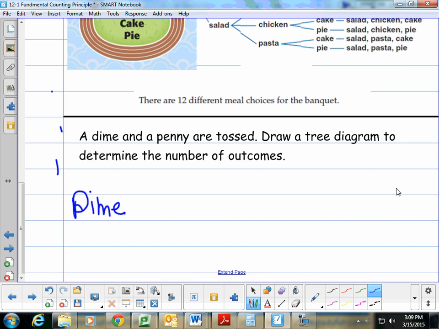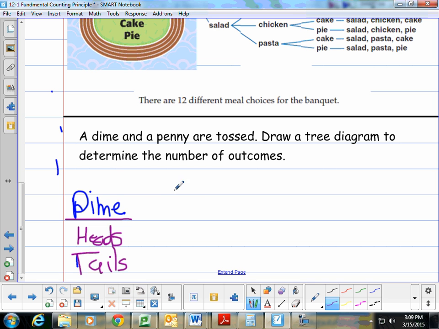I could end up with heads. Or I could flip it. Since a coin only has 2 sides, I could flip it and I could end up with tails. So that's if I toss my dime.